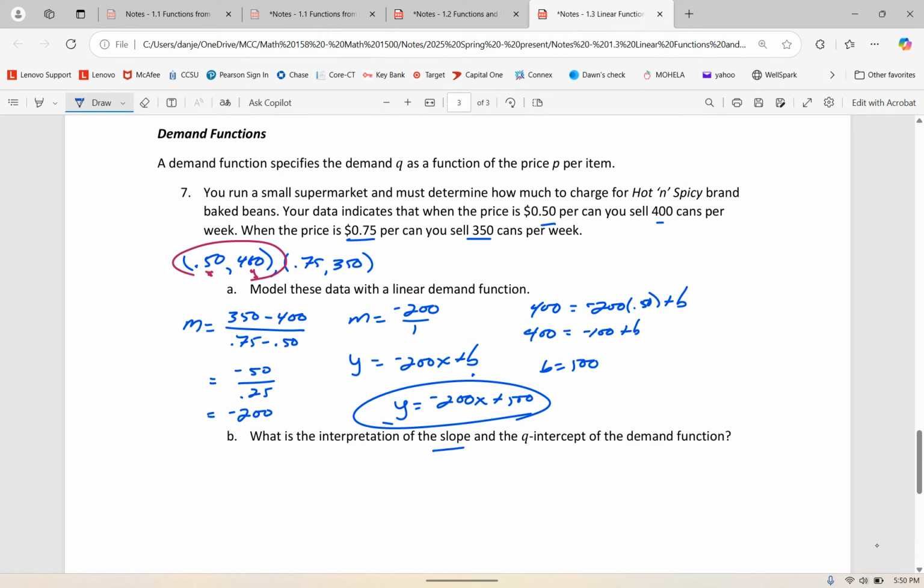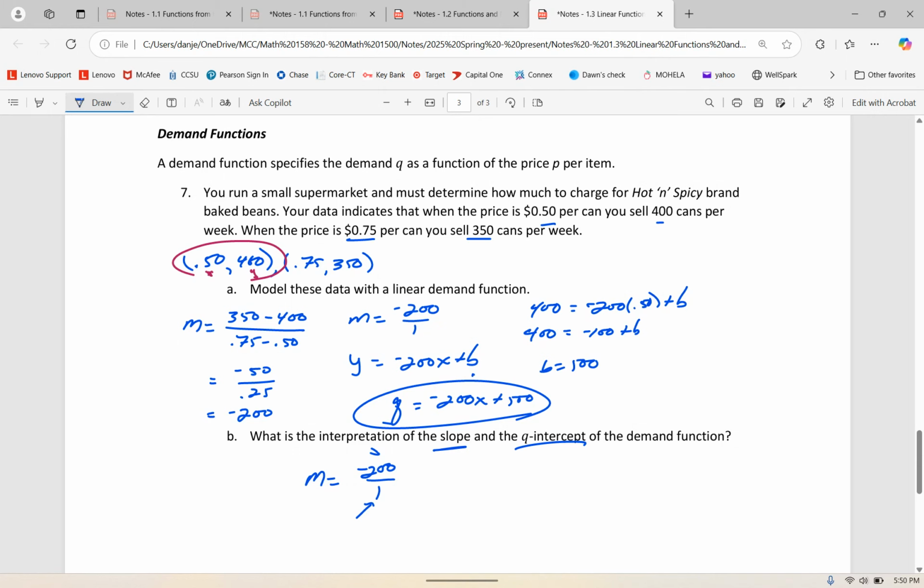The slope. I already talked to you about the slope. The slope, or the rate of change, is negative 200 over 1. Every time I increase the price by $1, I decrease the demand by 200 cans per week. The q-intercept, or the y-intercept, right? If we're talking about quantity here, that would be a q. Let me make that a q and not a g or a y. So q is negative 200x plus 500.